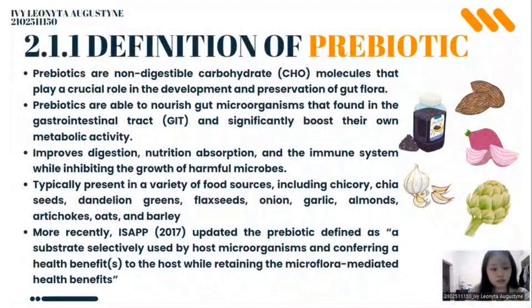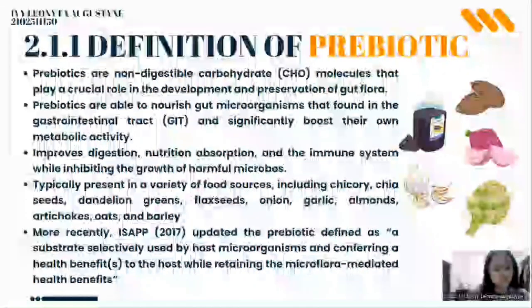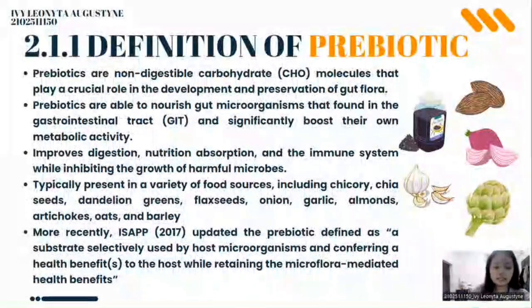Although they can also be produced through the enzymatic digestion of complex polysaccharides, prebiotics are typically present in a variety of food sources, including chicory, chia seeds, dandelion greens, flax seeds, onion, garlic, almonds, artichokes, oats, and barley.